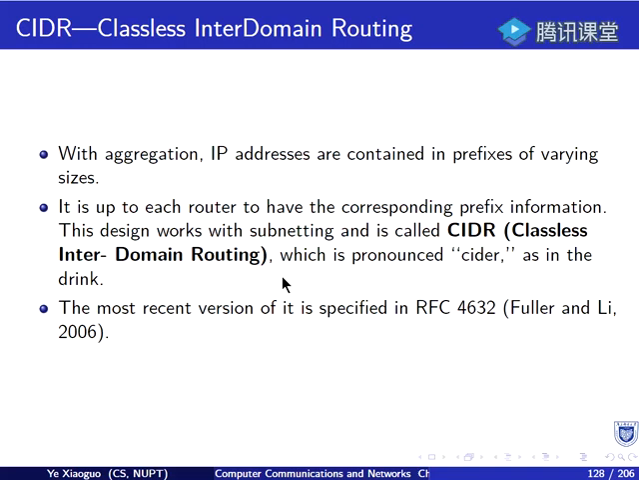With aggregation, IP addresses are combined in prefixes of various sizes. It is up to each router to have the corresponding prefix information. This design works with subnetting and is called CIDR, which is pronounced cider, as in the drink. The most recent version of it is specified in the document RFC 4632.